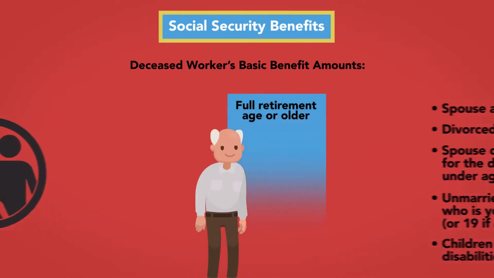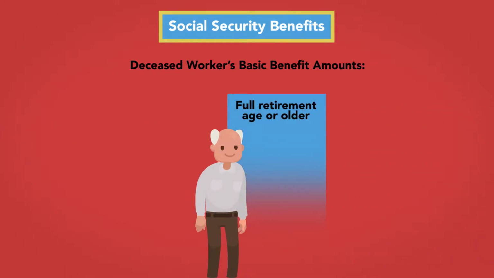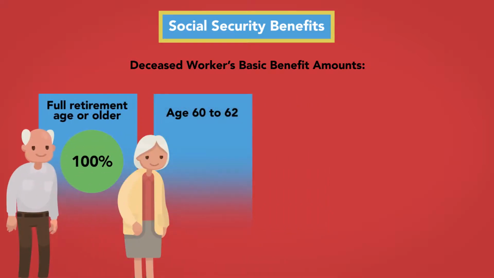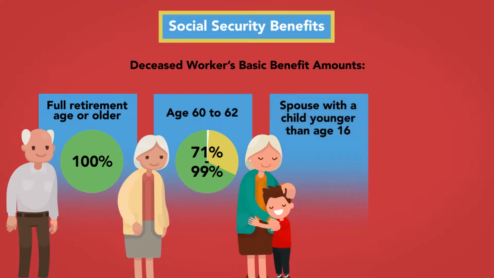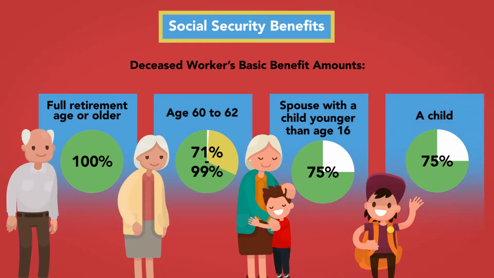A surviving spouse at full retirement age or older will typically receive 100% of the deceased worker's basic benefit amount. A widow age 60 or older, but under the age of 62, will receive between 71 and 99% of the worker's basic benefit amount. A surviving spouse with a child younger than age 16 will get 75% of the deceased worker's benefit. A child will also receive 75% of the deceased worker's benefit.